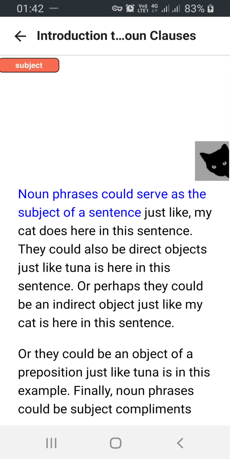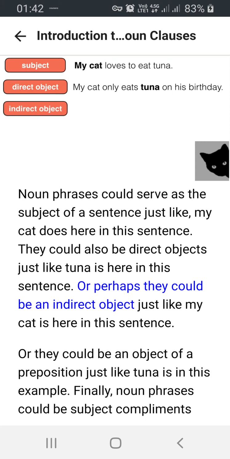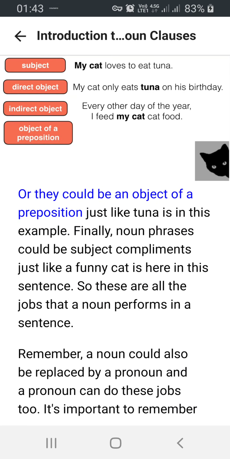Noun phrases could serve as the subject of a sentence, just like my cat does here in this sentence. They could also be direct objects, just like tuna is here in this sentence. Or perhaps they could be an indirect object, just like my cat is here in this sentence. Or they could be an object of a preposition, just like tuna is in this example.